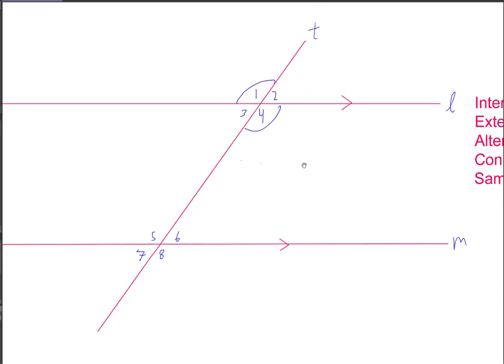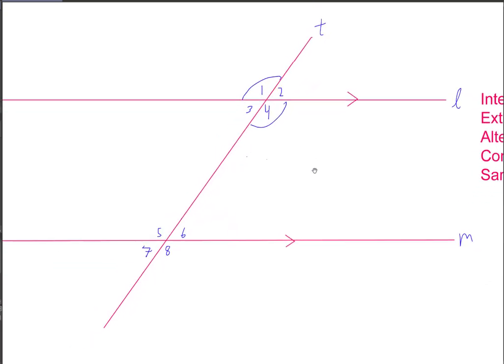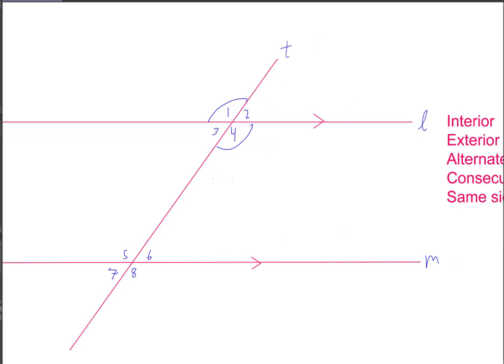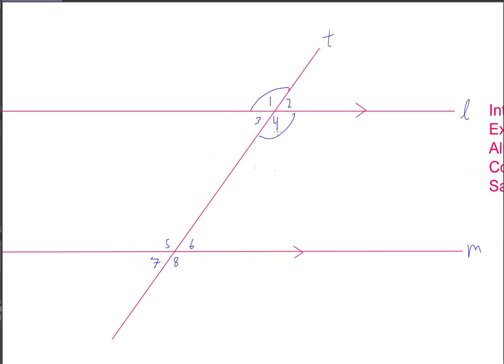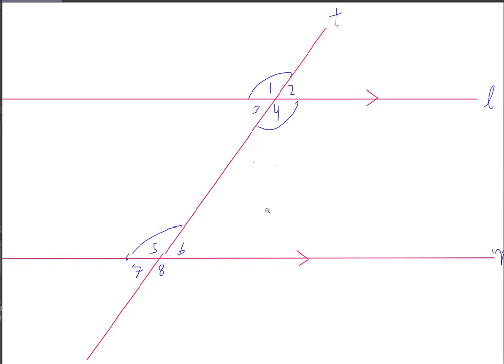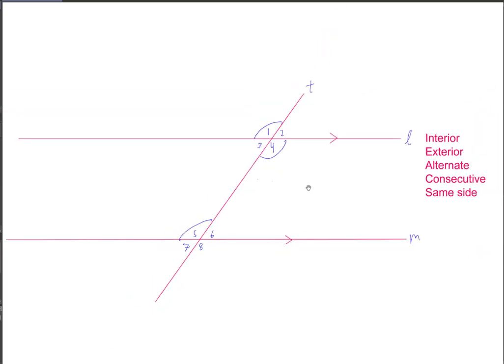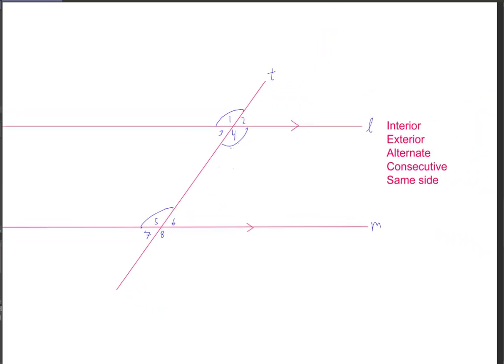But there's also another cool thing that happens. When you have two parallel lines cut by a transversal, not only is 1 congruent to 4, but 4 is also congruent to this one, 5. In other words, alternate interior angles are congruent, all right? And once again, this 5, because it's a vertical pair with 8, is also going to be congruent. So 1, 4, 5, and 8 are all congruent.